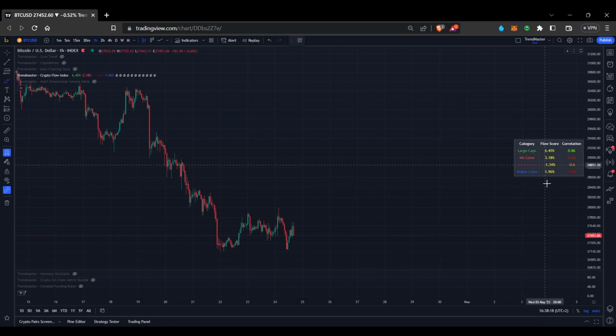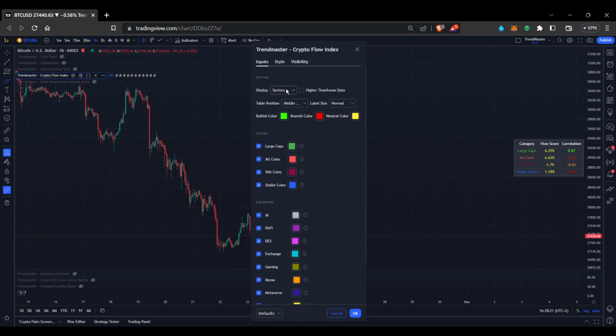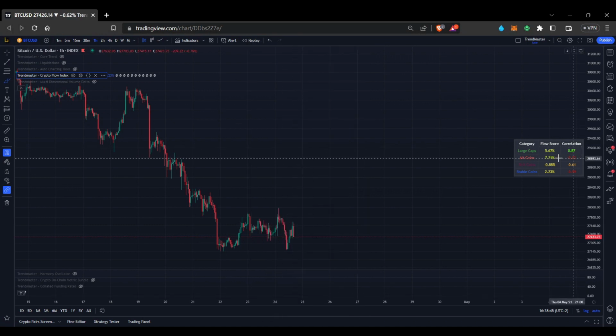if we see the flow index here, I've separated it from version 1, when it was all clumped together, into sectors and subsectors, because I think this better displays the movement of capital from large caps, which are going to be Bitcoin, Ethereum, and moves that really kick off and move to the upside, and alts and shitcoins and stable coins, which indicate that we're potentially coming to the peak of a move to the upside. So as we can see, large caps 5.67% on the flow score. Nothing really to write about here. It's all very neutral. Stable coins are still positive, which indicates that there's probably a little bit of indecisiveness in the market.